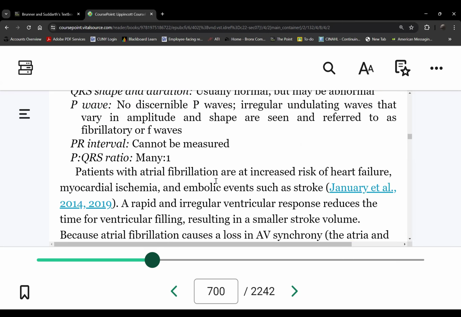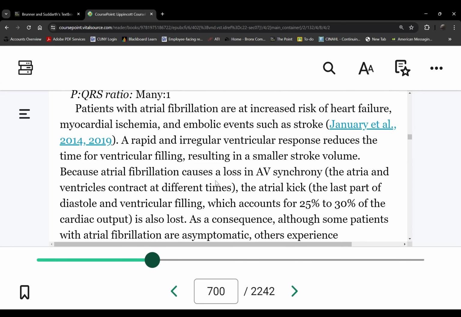So signs and symptoms. Of course, there will be two sets of signs and symptoms here because there are two effects. One is low cardiac output, just like any dysrhythmia. What's the second set? Thrombosis, okay? Because this causes clots.